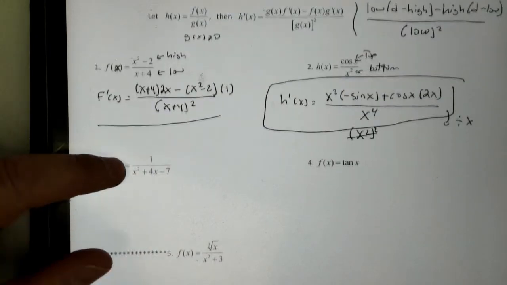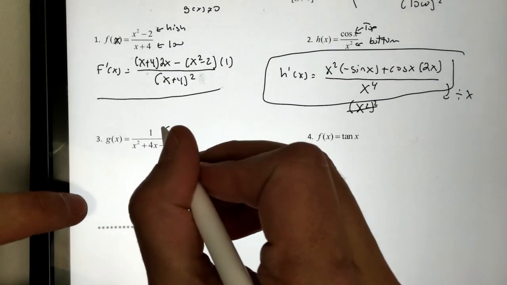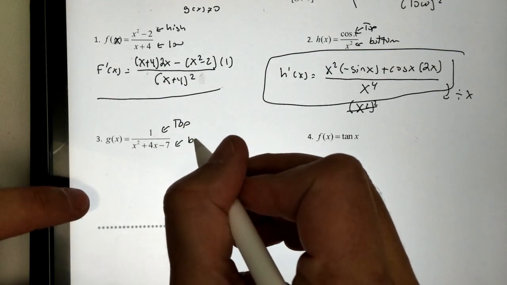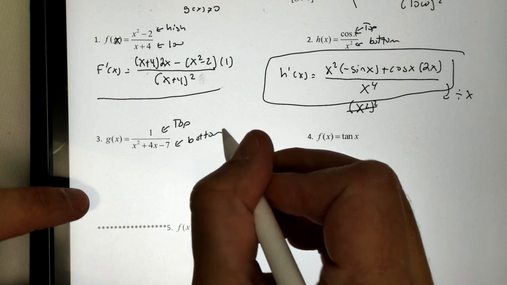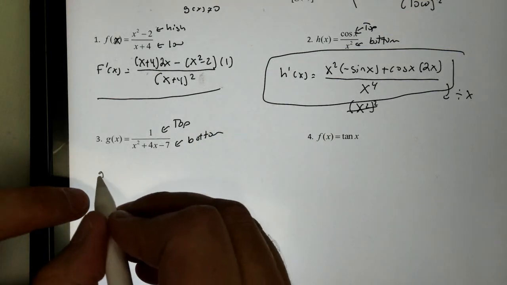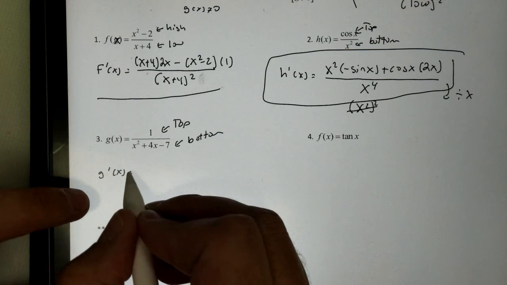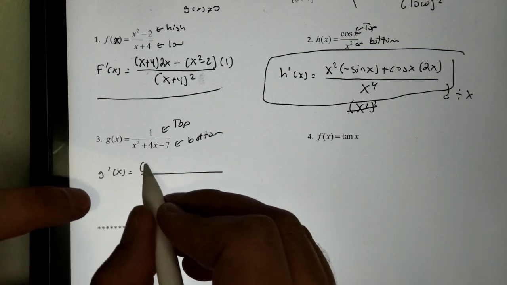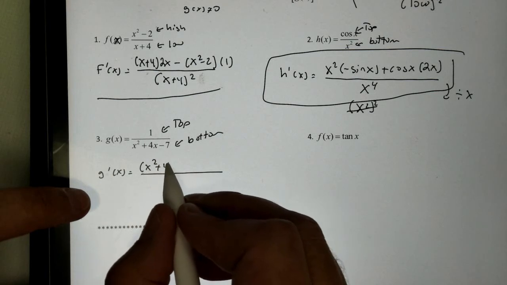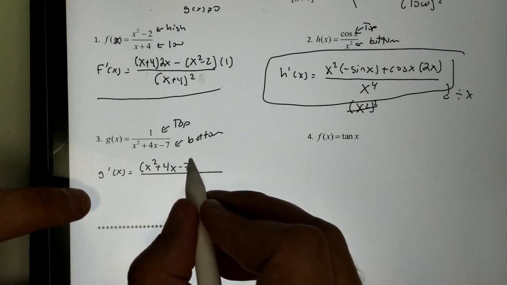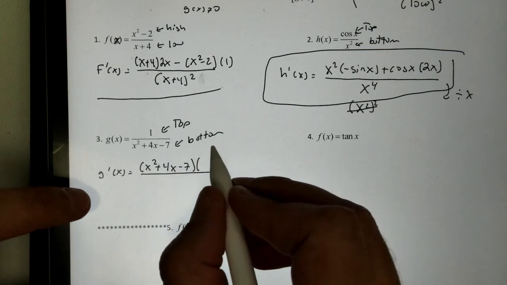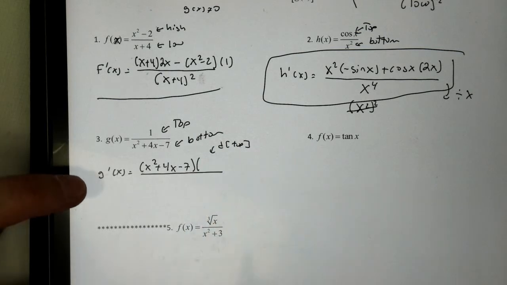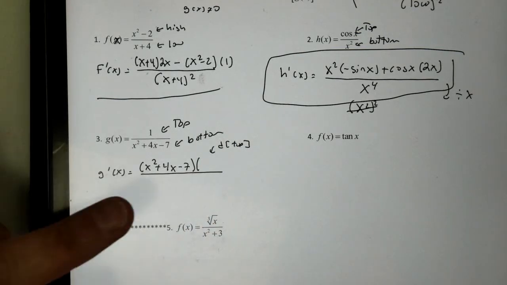Alright, number 3. Let's take a look here. There's our top function. There's our bottom function, that parabola, x squared plus 4x minus 7. So when we're looking for the derivative here, g prime of x, remember our rule, the low, we're just going to take whatever the low function is. That's that x squared plus 4x minus 7. Now we're going to multiply this, remember, by the derivative of the top function, low d high minus high d low, all over low low.